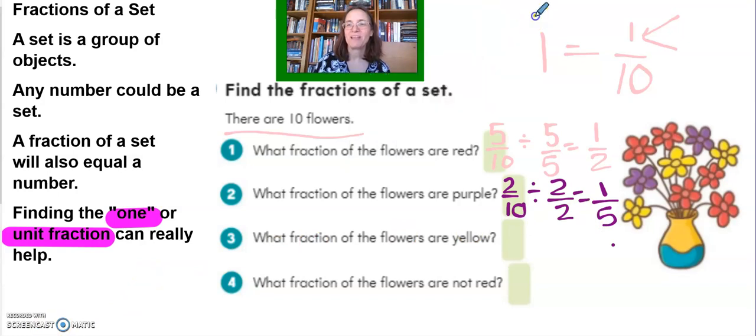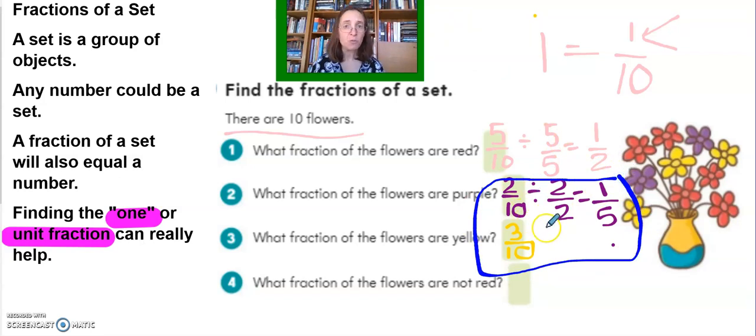So I'm getting my yellow pen here so that we can do our yellow ones. 1, 2, 3. 3/10 of the bouquet is yellow. Can I simplify this anymore? No. And then what fraction of the flowers are not red? Well, that would sort of be like putting these two together.